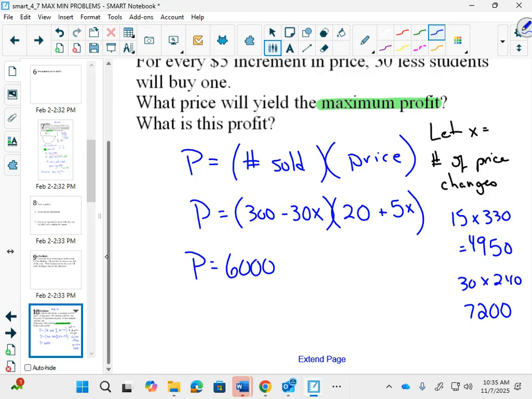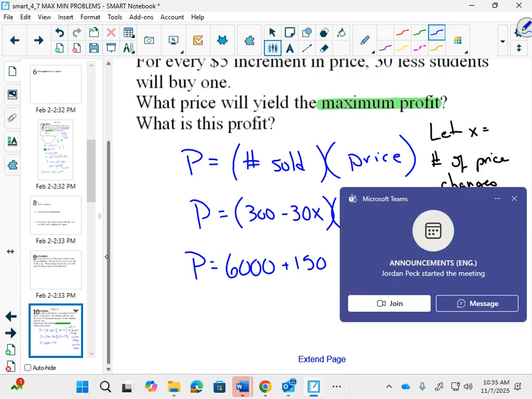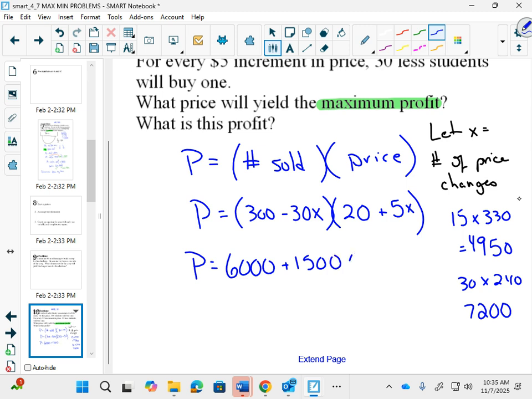Okay. 600. And this would be plus 1,500x, minus 600x, and then minus 150x squared. Whew! There's some big numbers there. Do you see that it's a parabola? What's the number in front of the x squared? Negative 150. Is it going to have a maximum? Absolutely. So I'm going to rewrite it with the negative 150 first. These are like terms. That will give me plus 900x and then plus 6,000.